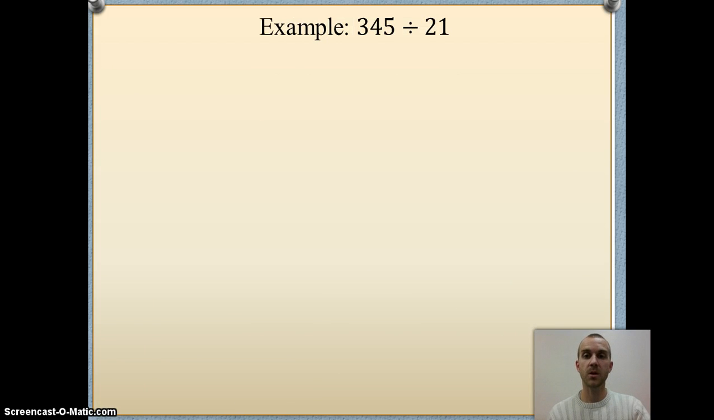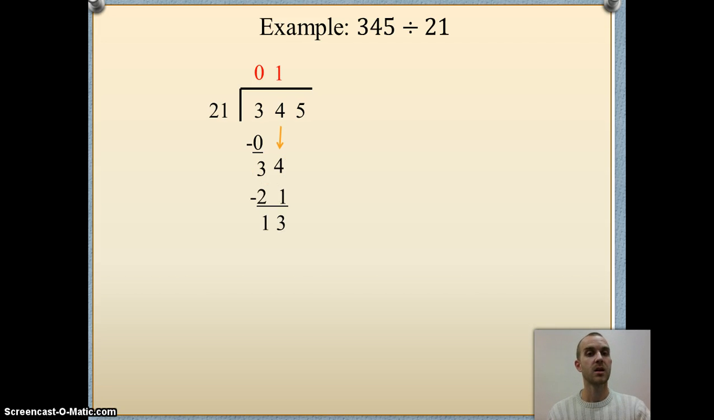So if I had 345 divided by 21, create my house, 345 on the inside, 21 on the outside. I then start with the very first digit and say, how many times does 21 go into 3? 0 times. 0 times 21 is 0, so I have 3 left over. I bring down the next number, which is the 4. How many times does 21 go into 34? 1 time. 21 times 1 is 21. Subtract and I get a remainder of 13.